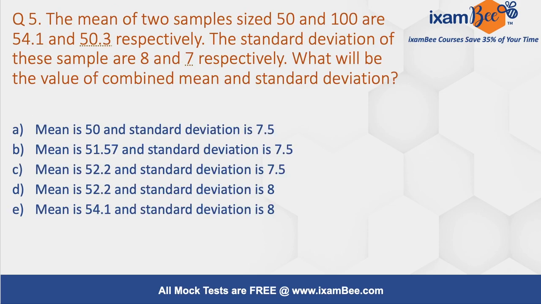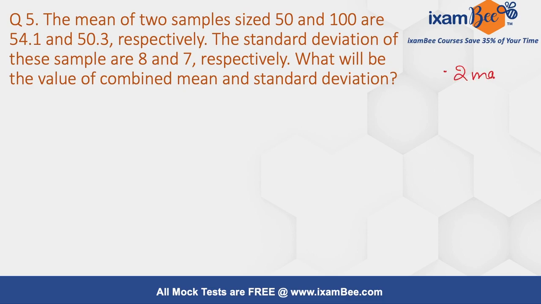Coming to the last question for this part. The means of two samples of size 50 and 100 are 54.1 and 50.3 respectively. The standard deviations of these samples are 8 and 7. What will be the value for the combined mean and combined standard deviation? Important for 2 marks, and these are simple because these are directly formula based questions. For calculating the combined mean and standard deviation, there are two simple formulas, and putting in the values given here, you can easily calculate the combined mean and standard deviation.